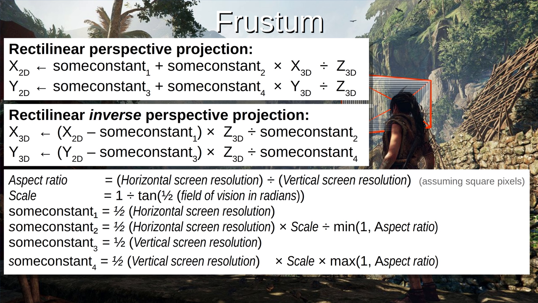These constants, by the way, are calculated like this. This is how you account for the field of vision, the display aspect ratio, and the screen resolution.